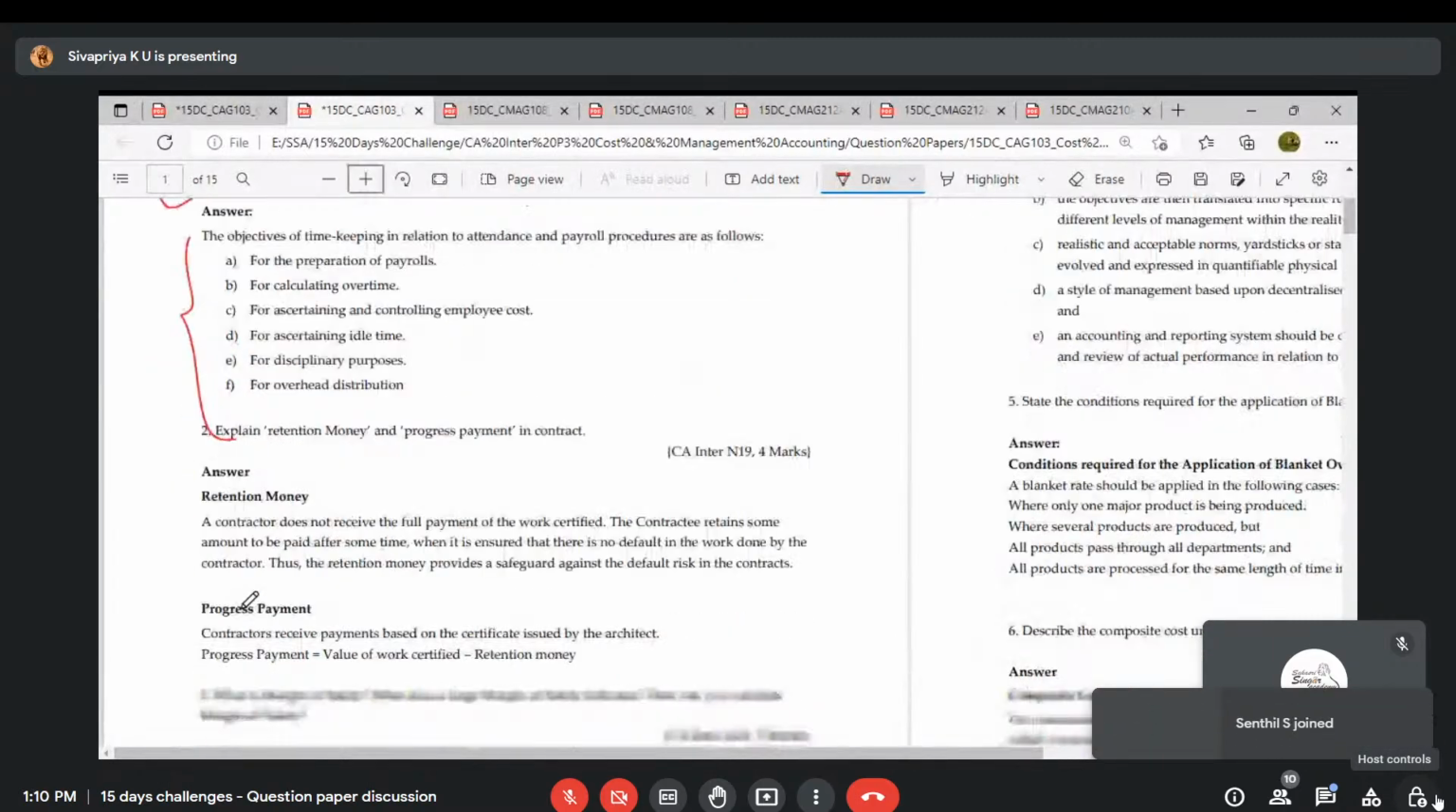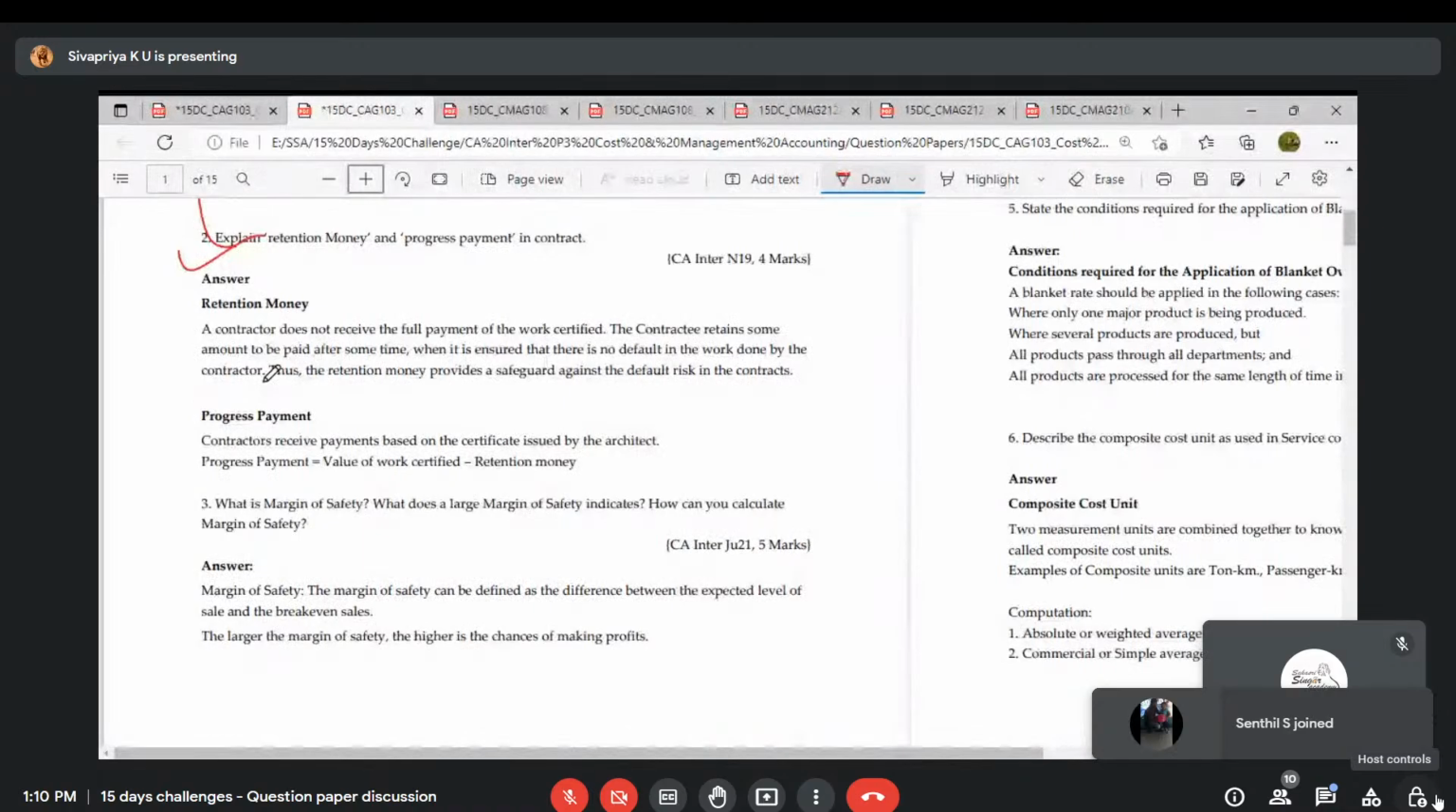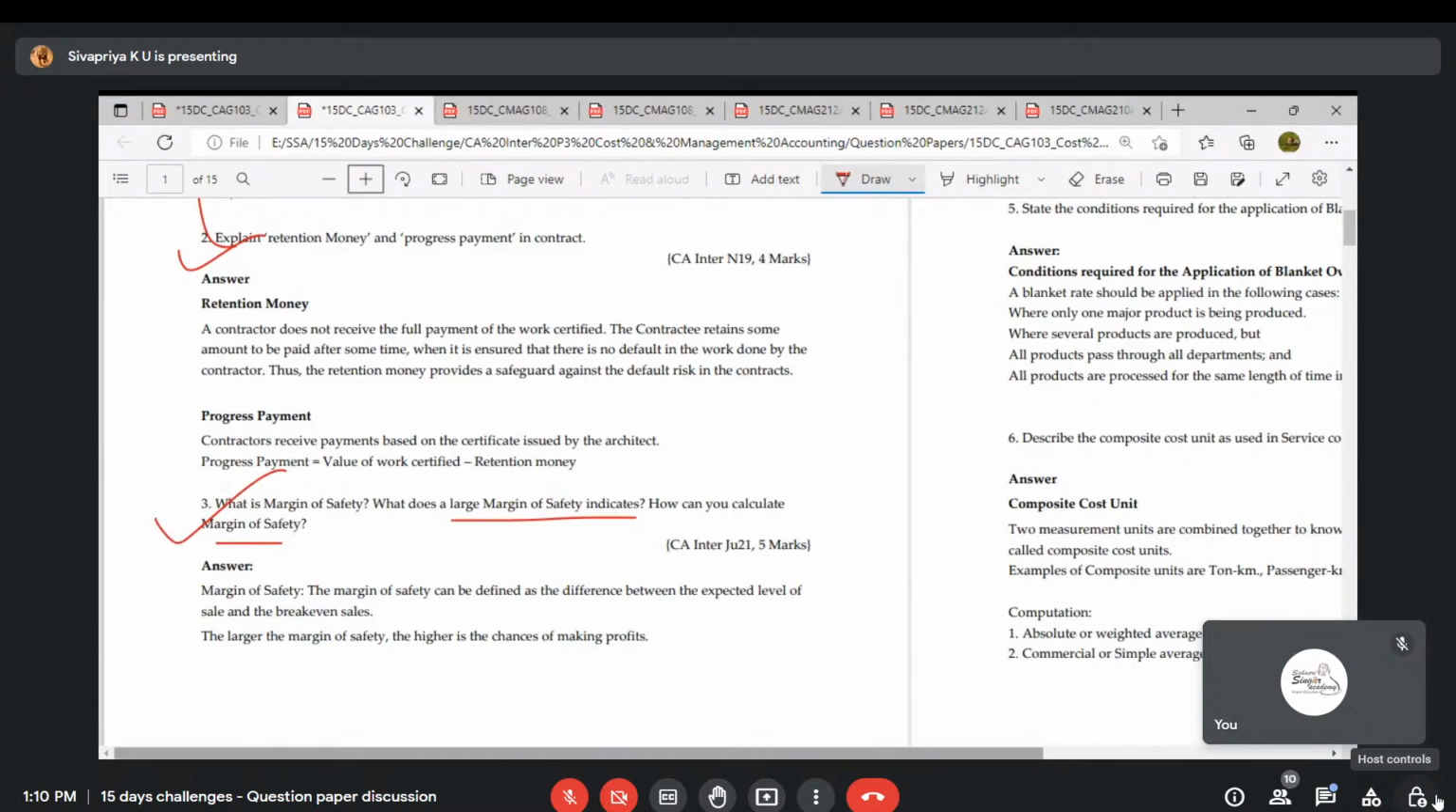Then explain retention money and progress payment. So everything is in points, explaining 4 points is enough. Then margin of safety. That also is similar. And you have to say what a larger margin of safety indicates. And how will you calculate it? What is the formula for the calculation? This also you have to explain.